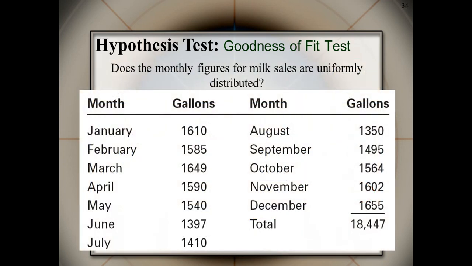Let's see one more question where we are asking, does the monthly figure for milk sales follow a uniform distribution? So we have 12 months of data from January to December. Once we say uniformly distributed, that means each month's probability will be 1 by 12, because it's 12 months. So 1 by 12 multiplied by 8447 will give me the expected frequency for January. Similarly for February, March, April, May, June, July, August, for all the months the same.